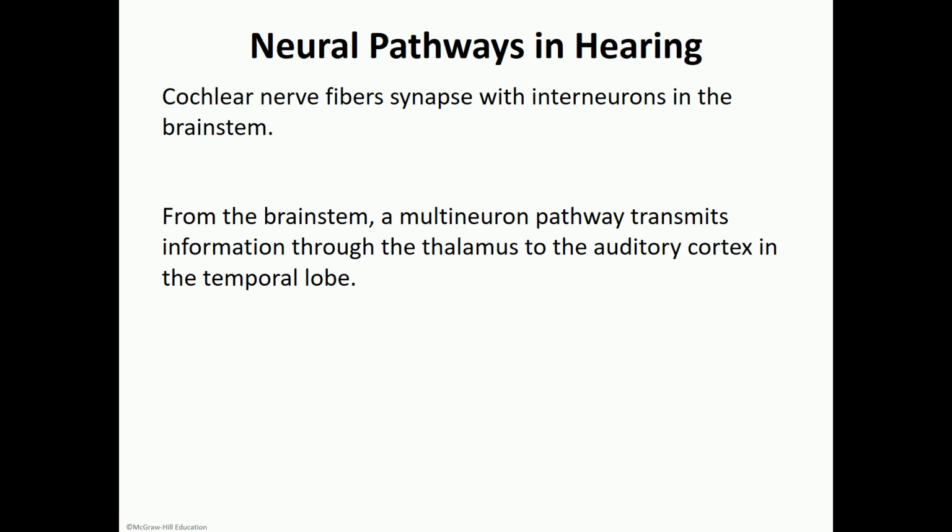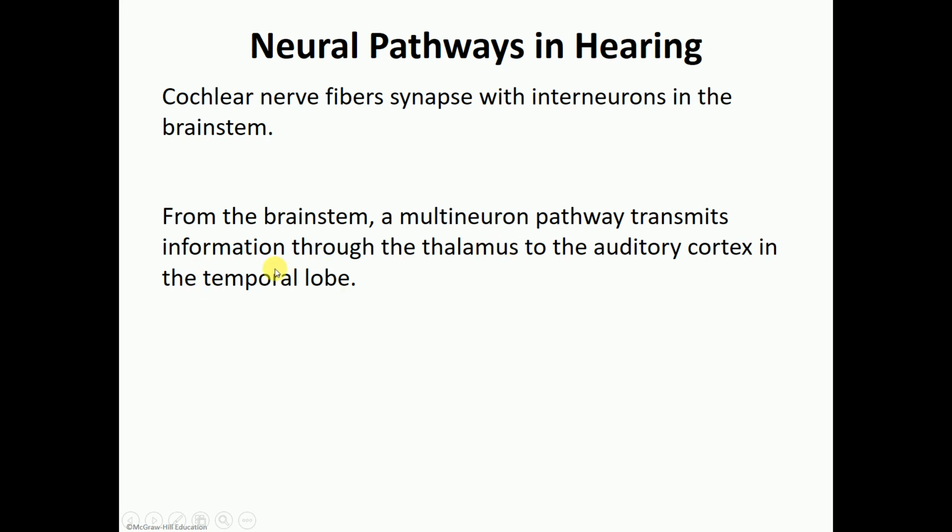Now, what is the neural pathway of hearing? So the cochlear nerve fibers, remember we've got the vestibulocochlear nerve made out of two different parts, the vestibular part for equilibrium and the cochlear part for hearing. So this is what we're talking about here. We have not talked about equilibrium yet. So the cochlear nerve will have to send the impulses up through the brainstem, and then from the brainstem it would go to the thalamus, and then from the thalamus, it would go to the auditory cortex in the temporal lobe.